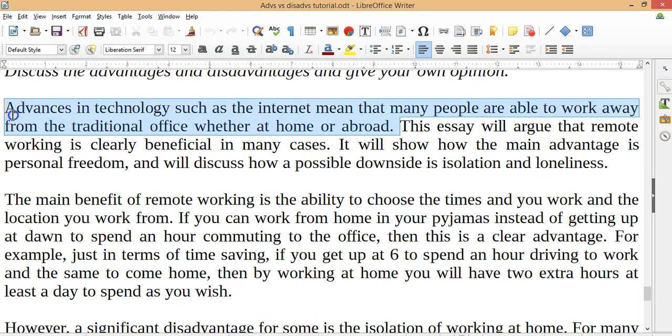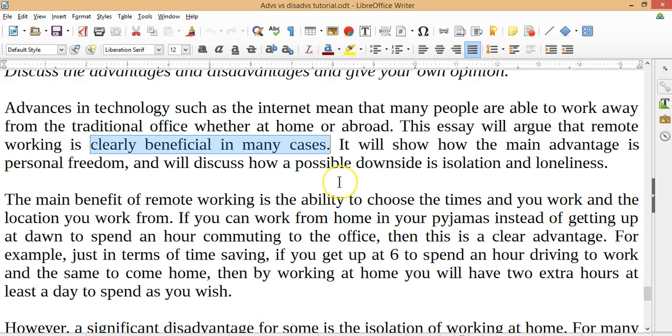So sentence 1, exactly the same, advances, blah, blah, blah. This essay will argue that remote working is clearly beneficial in many cases. So you don't specifically have to say, I think this essay, or I agree, or this essay shows, just as long as, this essay will argue that this is clearly beneficial. So that's obviously an opinion. Remote working is clearly a benefit, so it's good.